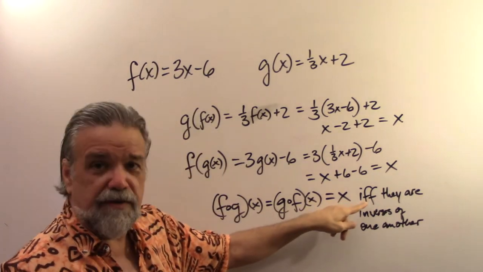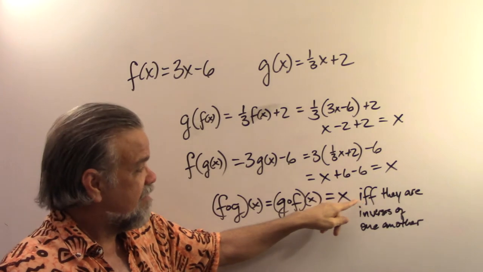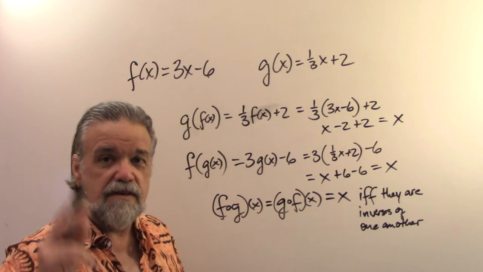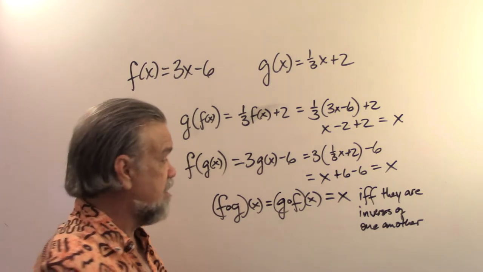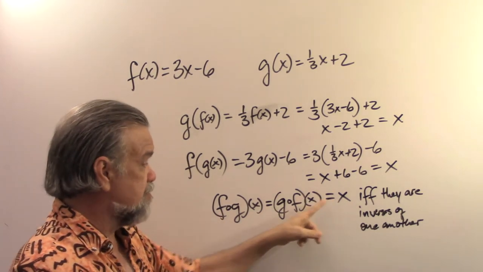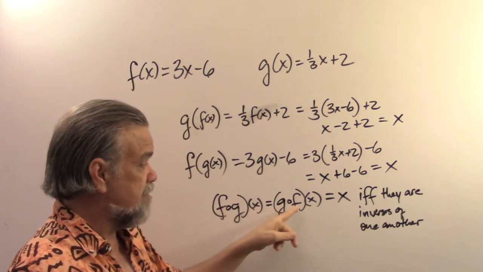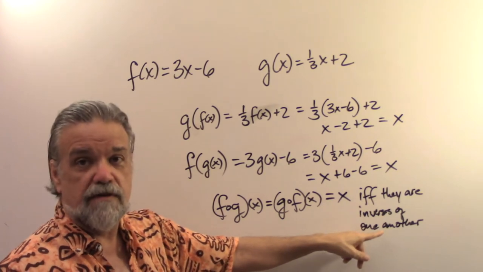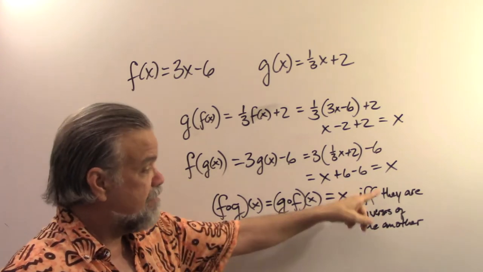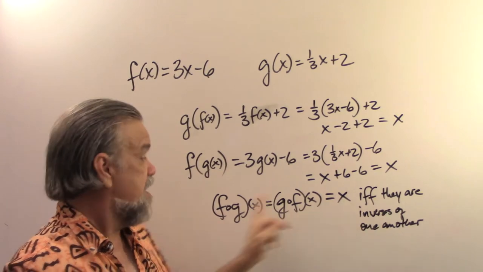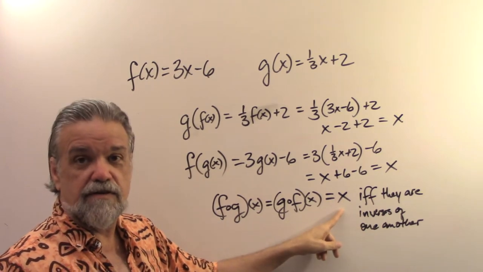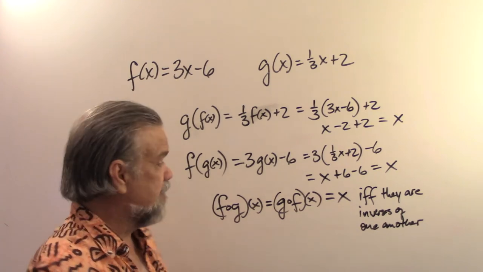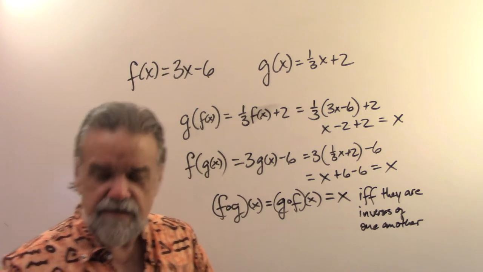You might notice that I spelled if wrong. This is what mathematicians do. If spelled I-F-F means if and only if. Okay? So what that means is, if f of g of x and g of f of x both equal x, then these functions must be inverses. And if these functions are inverses of each other, then this must be true. So it's like an if-then statement, except it goes either way. Okay? Let's do another one.